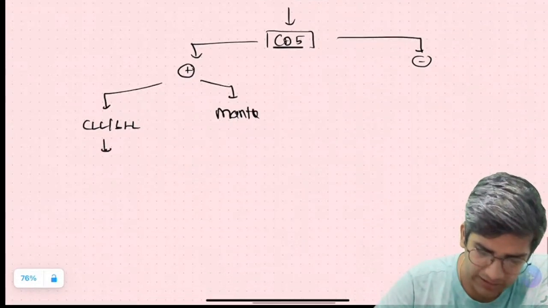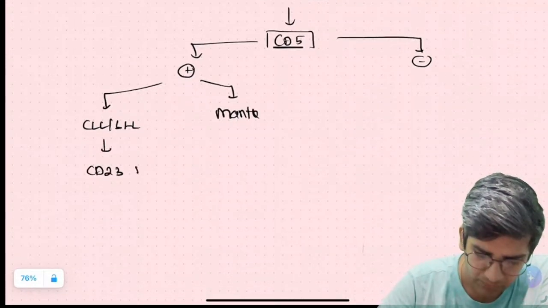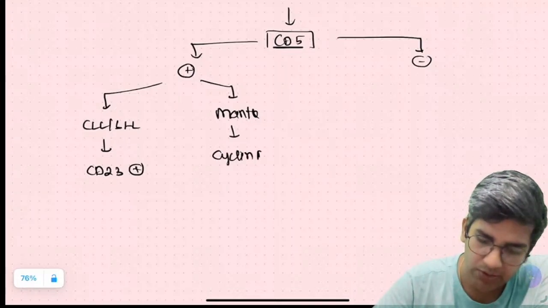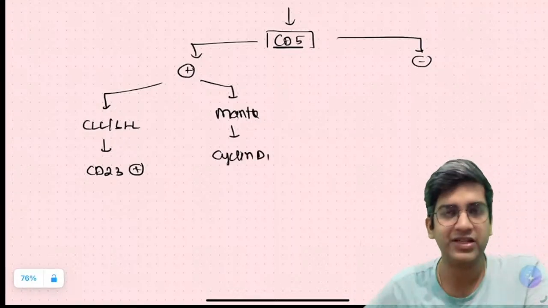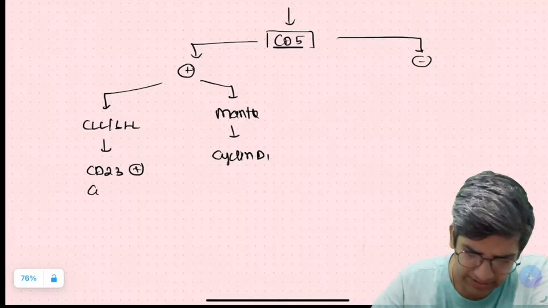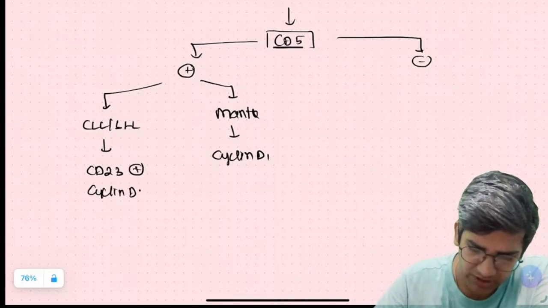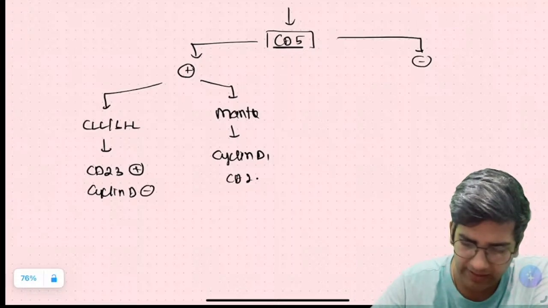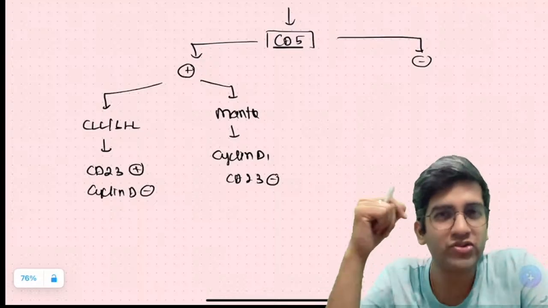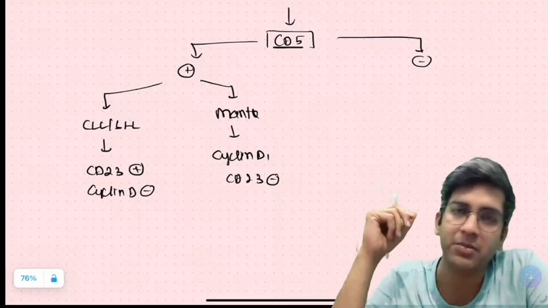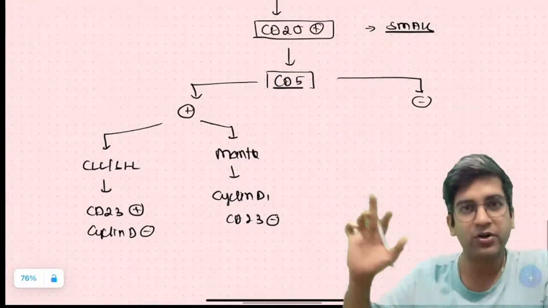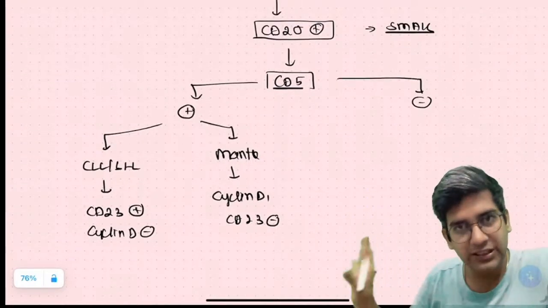For CLL/SLL, I look for CD23 positive. For mantle, cyclin D1 positive. You do both CD23 and cyclin D1 if CD5 positive. CD23 positive, I go for CLL/SLL, and obviously here cyclin D1 will be negative. And in mantle, obviously CD23 will be negative, right? So if you have 3-4 days to do, go stepwise so that you don't waste markers. But if they're not ready to wait, do every marker at a single go, right?